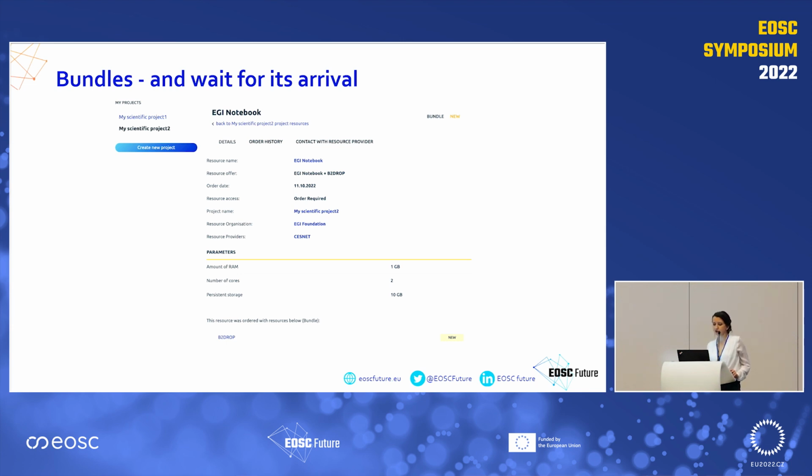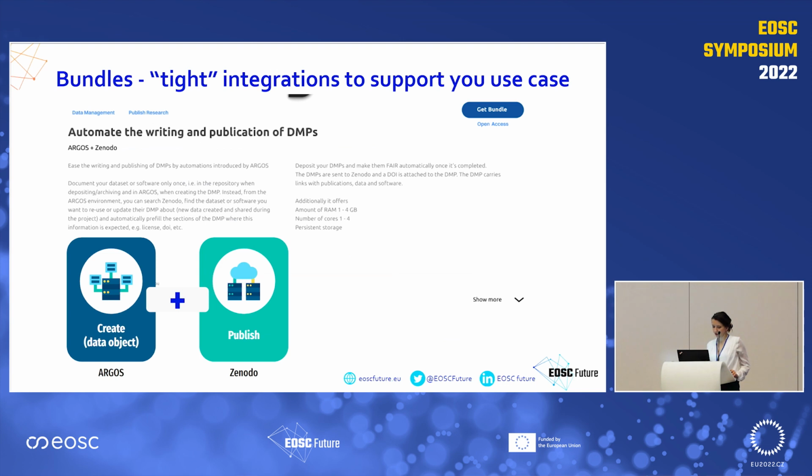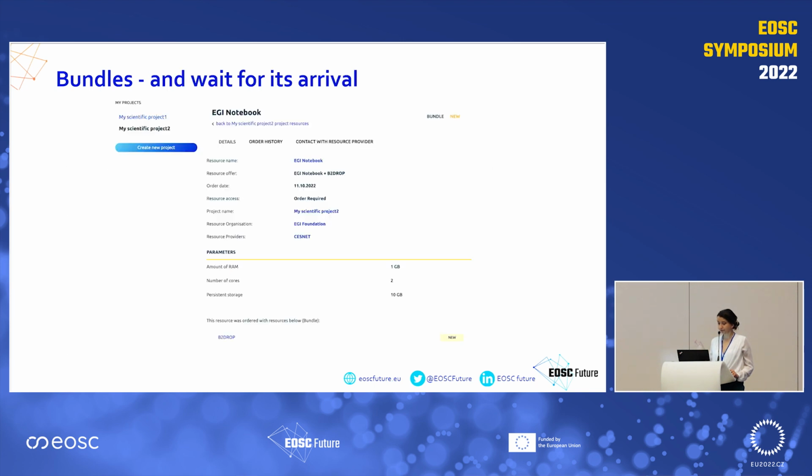The bundle is also one step forward when it comes to access. In terms of this one, for example, Zenodo is open access. You don't need to ask for it. But Argos, not always. Sometimes you need to ask for permission, need to be authenticated. Authenticated, yes, but sometimes you need to be also authorized. And for that, the bundles will be participating in the order management.